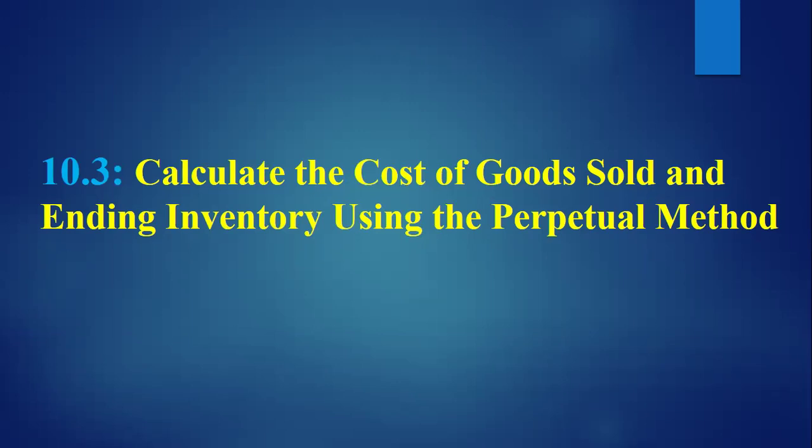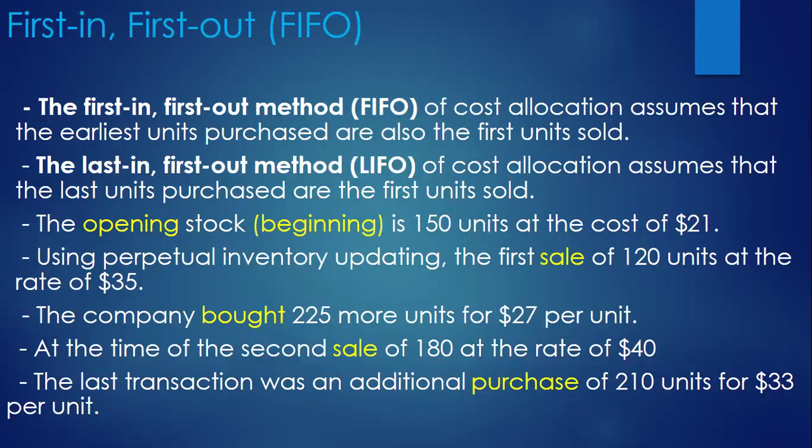So businesses do this in order to figure out how much gross profit they have made at the end of whatever period it is. Could be a month, could be a quarter, could be a year. Most likely a month would be more realistic. So we have two systems here. We have first in, first out. And this is going to assume that the first goods you buy are the first goods that you are going to sell. So let's take an example here.